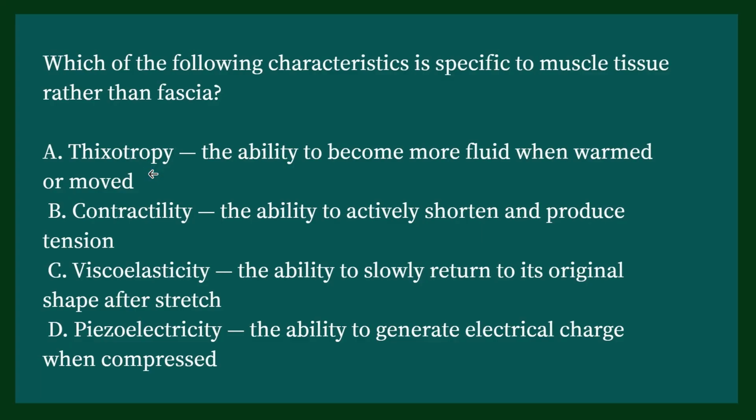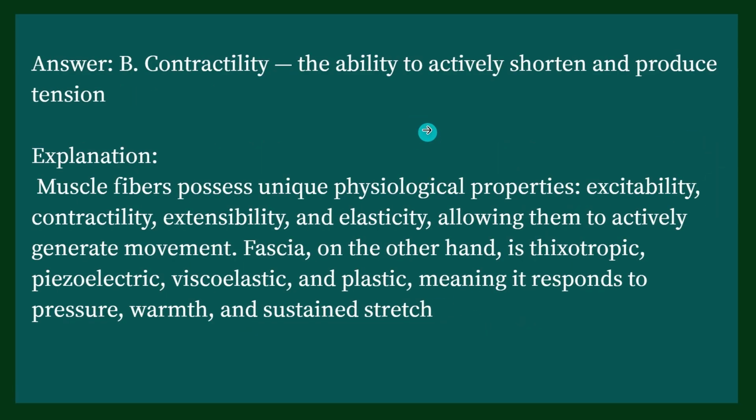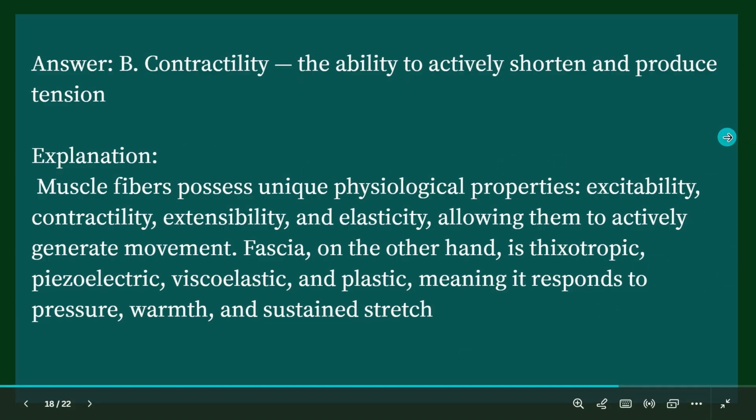Thixotropy, that is for fascia. That's the ability to become more liquid. Contractility, the ability to actively shorten and produce tension, I do remember that being a muscle tissue thing. And viscoelasticity is the ability to return to its normal shape, and piezoelectricity, generating electrical charge. Those are both fascia characteristics. The ability to actively shorten and produce tension is exclusive to muscle tissue and not to any other kind of tissue in the body. So there's the explanation if you want to go back and read that again.